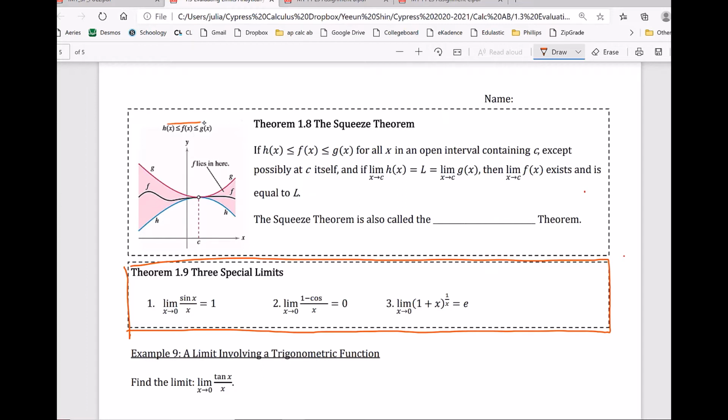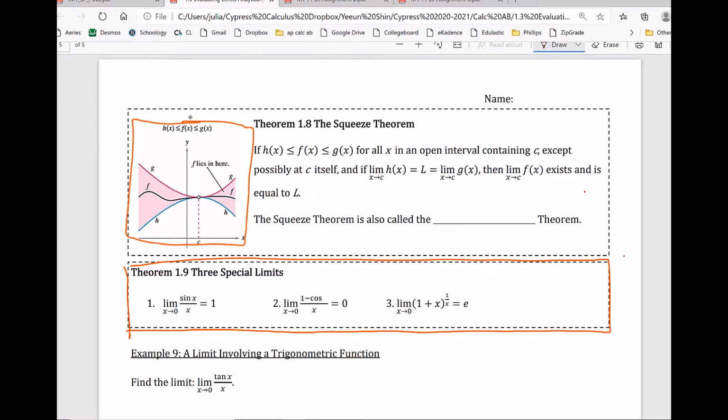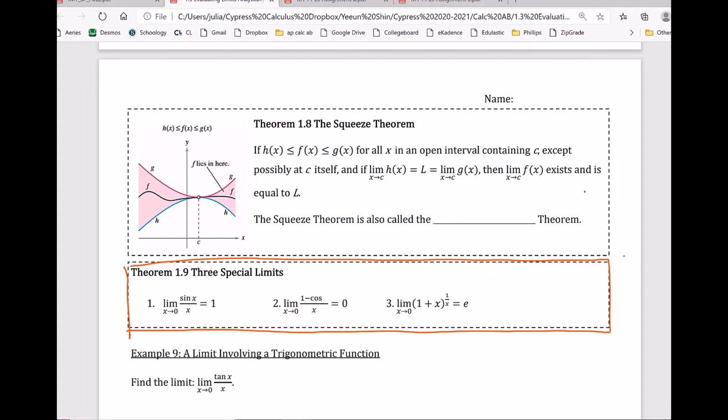And we have this situation represented graphically here. As you can see, g is always above f, which is above h. h is always below f, which is below g, except possibly at c itself. Now, even though f at c is undefined, it doesn't matter because we're talking limits, guys. So let's read on to the next part.